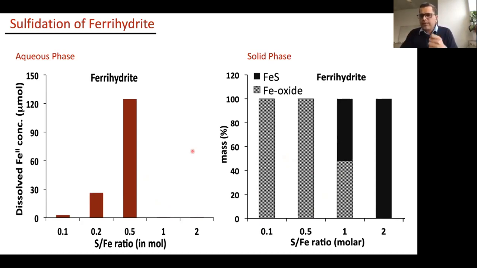You initially have reductive dissolution, so you reductively dissolve the ferrihydrite surface and iron 2 comes into the solution. As the sulfide concentration increases, there is enough sulfide to bind with that iron 2 and precipitate as iron sulfide. So far, a simple system here.